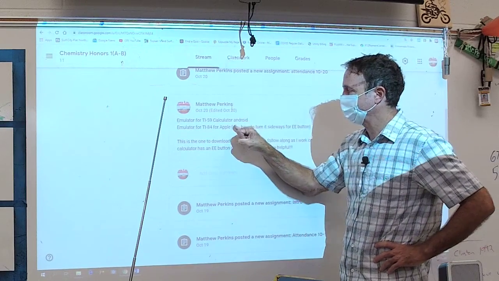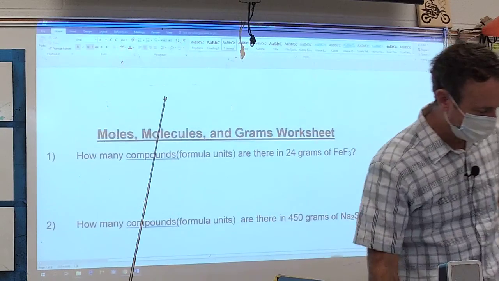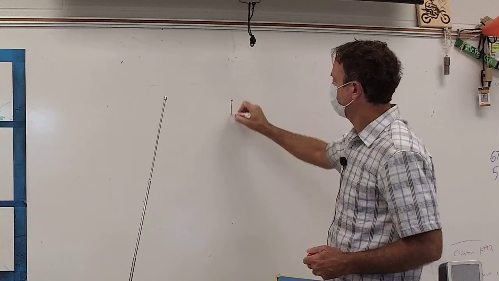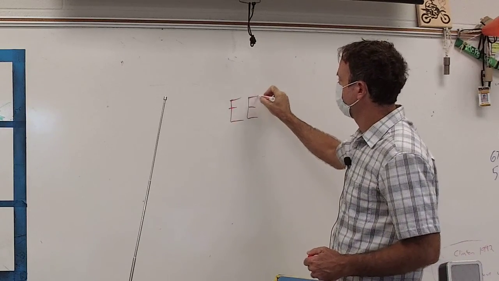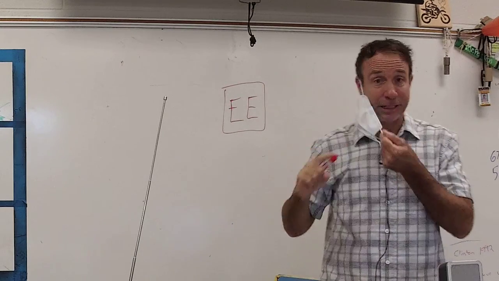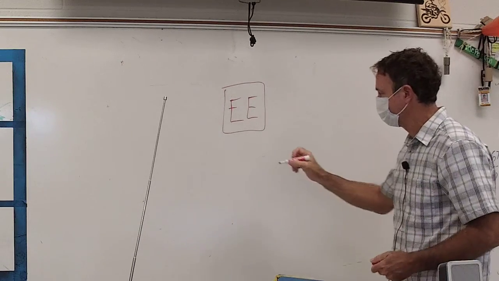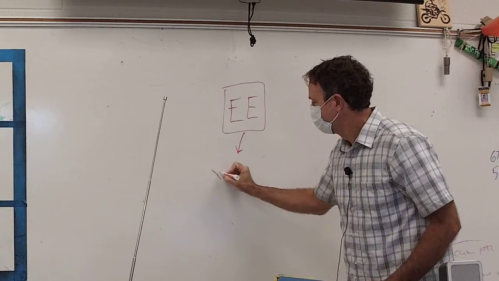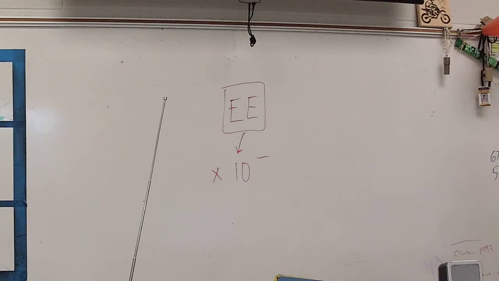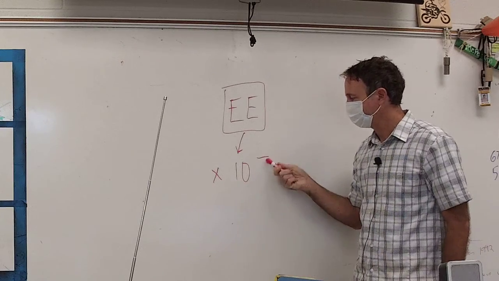The reason I picked these in particular is because they have a certain button on it that I want you to use. That button is an EE button, okay? Both of those calculators that I put on the screen have an EE button on them. Here's what EE on a calculator means. It means times 10 to the. Does that make sense? So when you hit the EE button, it means times 10 to the.